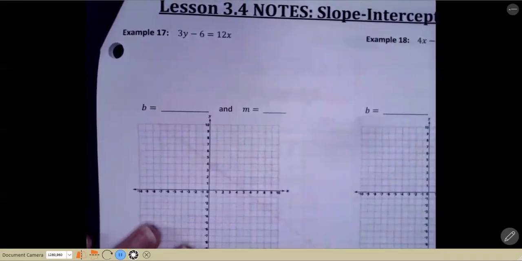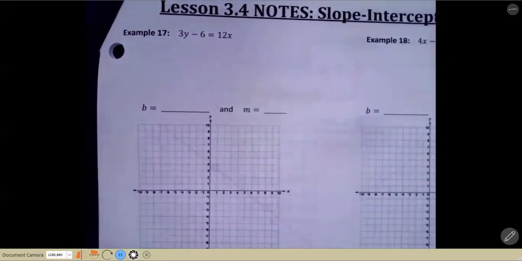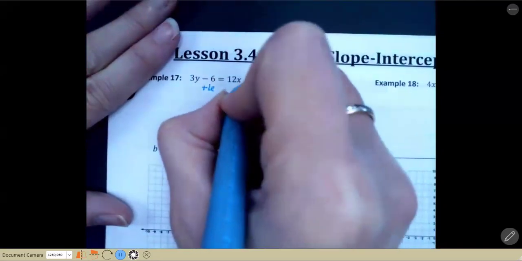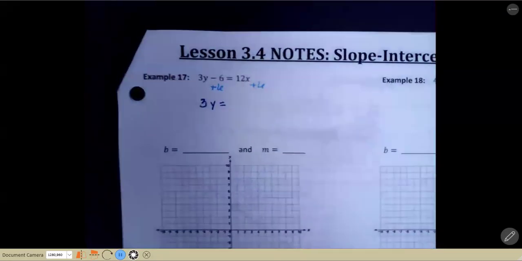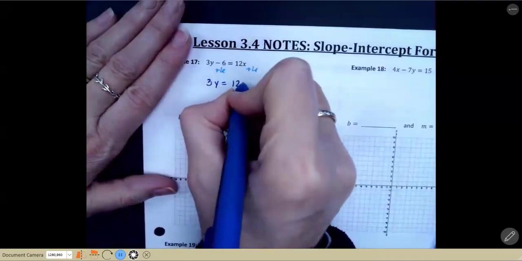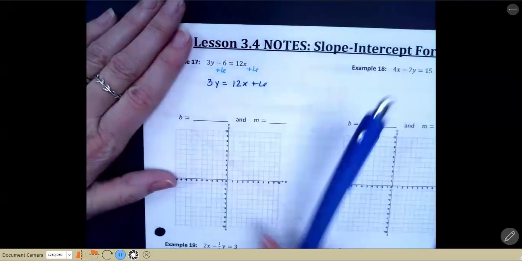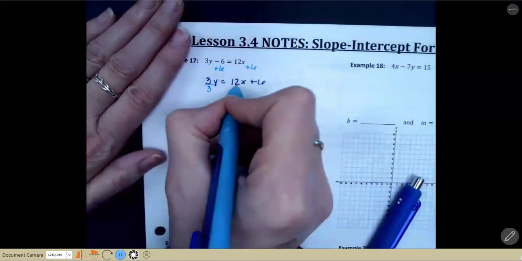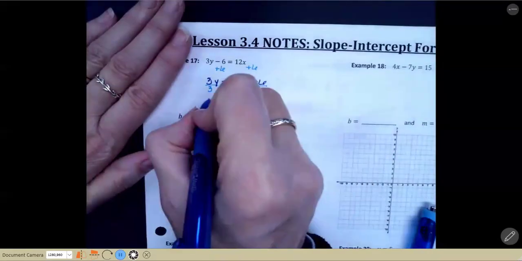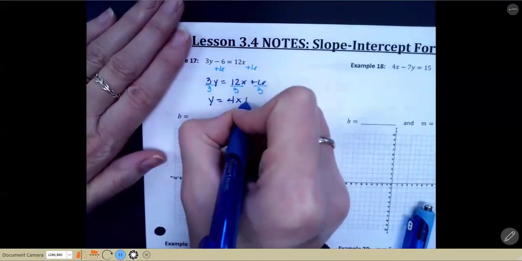Okay, so this is not in the right form. We have to isolate y. So this time we're going to get rid of the constant and move it to the other side. We're going to add 6 to both sides, and we end up with 3y equals 12x plus 6. And then we divide everything by 3, and we get y equals 4x plus 2.